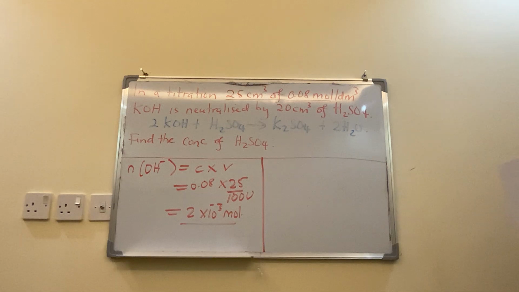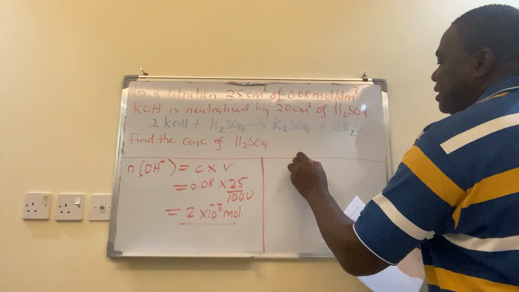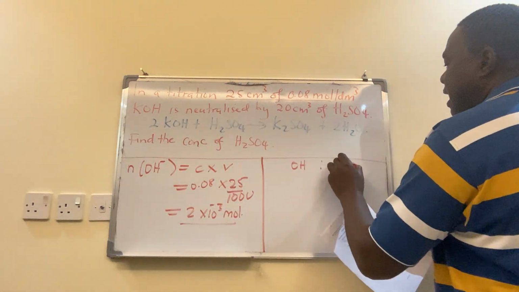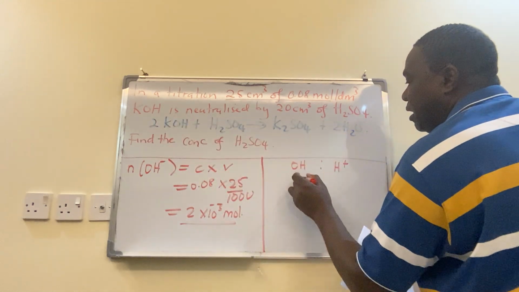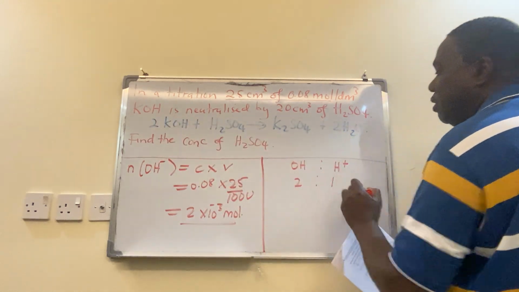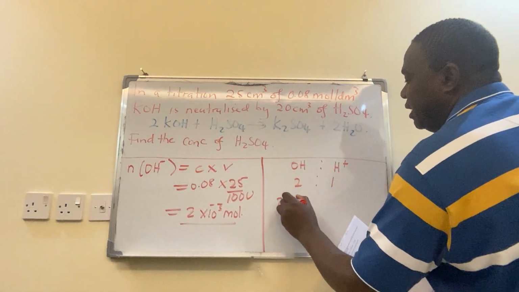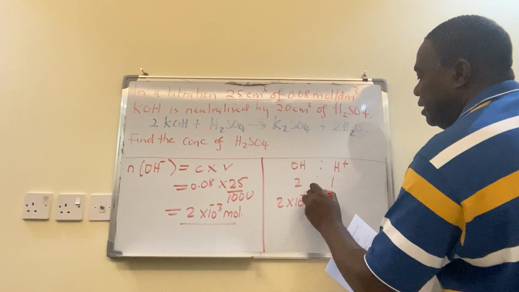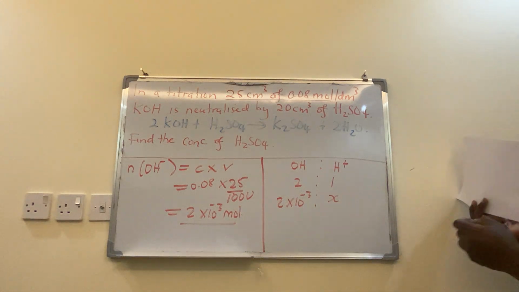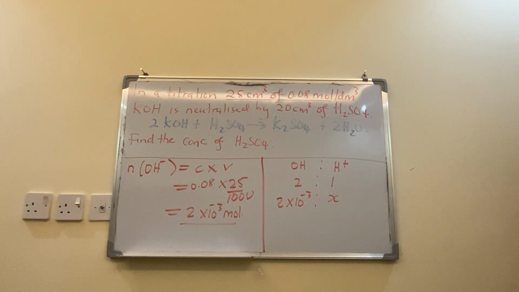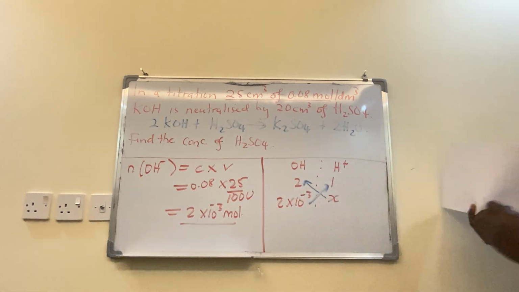The second step is to look at the relationship. We have our base and we have our acid. I go to my equation, base and acid, and my relationship is 2:1. I calculated the number of moles of the base here, so it's 2 times 10 to the power minus 3. I want to calculate the number of moles for the acid. As I mentioned last time, just do your cross multiplication.